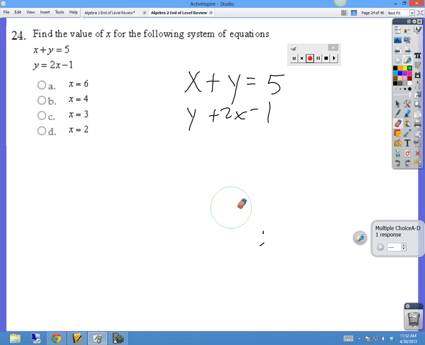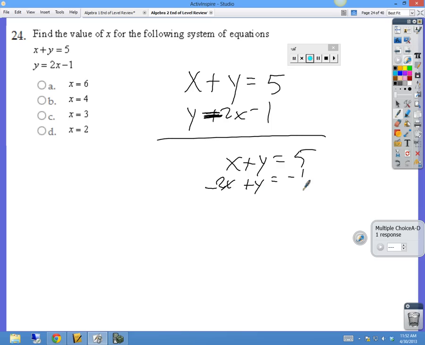So, look at this guy. I'm going to rearrange. Hold on. This is the equal sign. Okay, I'm going to make my bottom look like my top. So my top's going to be x plus y equals 5. My bottom is going to be negative 2x plus y equals negative 1. Is that right? So I just moved the x's over to be with my y's.